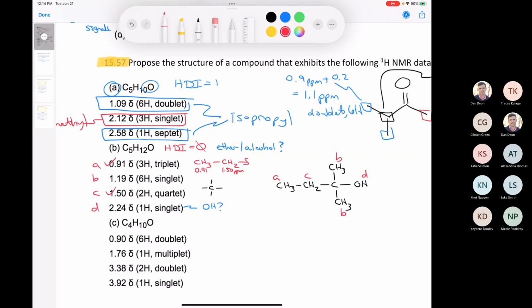Yeah. The way that I decided on the quaternary carbon was basically by process of elimination. So I knew that I had a methyl, a methylene, and then 2 more methyls. So I had all of this: the methyl, the methylene, and these 2 methyls. And then I knew that I had 1 hydrogen in the molecule somewhere. So I chose to put that hydrogen in an alcohol.